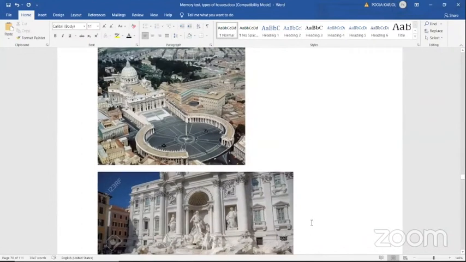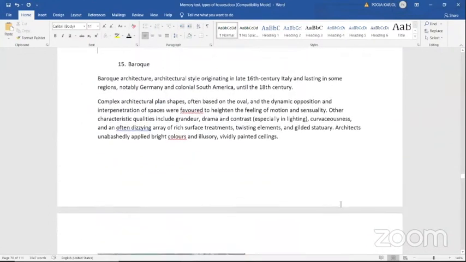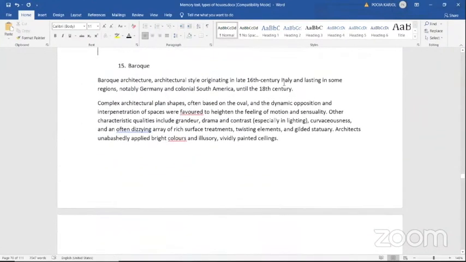Baroque. Baroque architecture originated in 16th century Italy, then spread to other places until the 18th century. Complex architectural plan shapes, often based on the oval. It uses a large amount of space to heighten the feeling of motion.